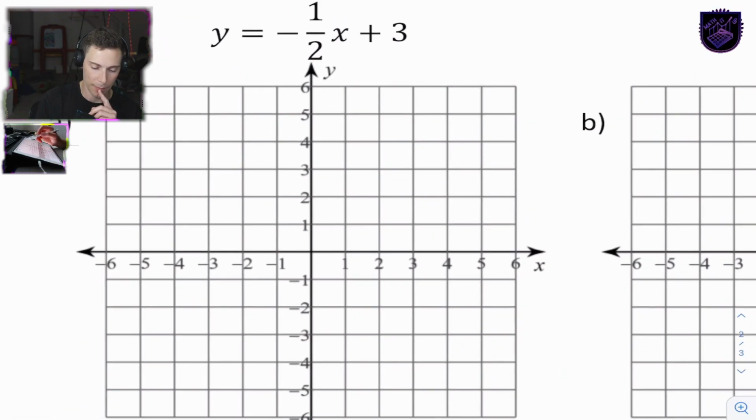So first step, y-intercept. There it is. 3. Next step, our run is 2, and our rise is -1. There's our next point. As soon as we have that, we can graph it. Right there. And I like to draw my lines both directions. There it is.